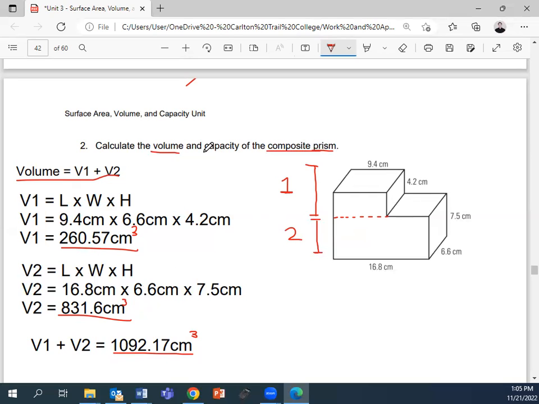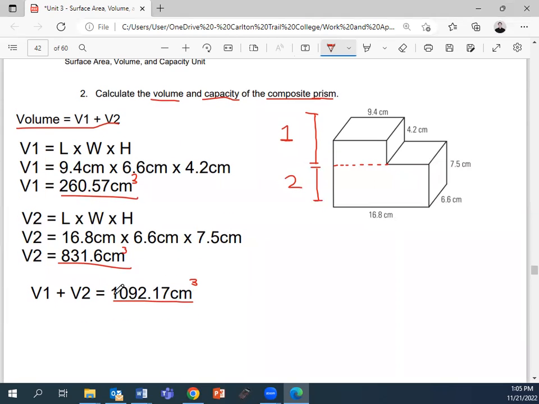But remember, always read the question, underline the important stuff. I need to calculate the volume. I also need to figure out the capacity now, right? Volume is how much space there is. It's a unit of measurement, centimeters. But capacity is how much you can fit into it. That's when it's going like liters, gallons. I need to convert this.